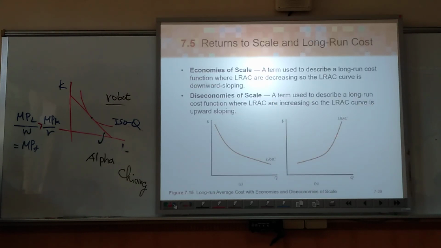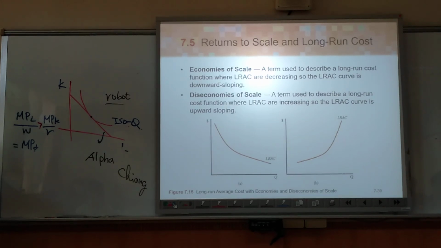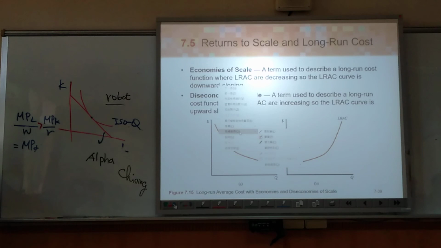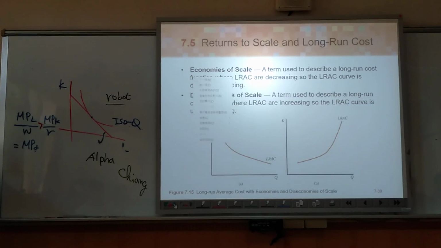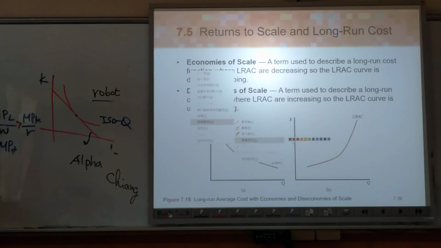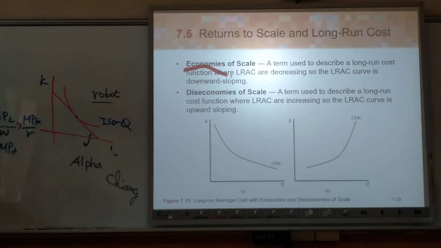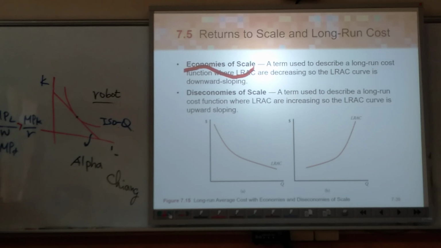Okay, so here again, we mentioned this briefly at the start of this class. So economies of scale. Economies of scale, this kind of concept is much easier. So Q goes up, LRAC goes down. So long run average cost goes down. So this is economies of scale. And this part, diagram B, is diseconomies of scale.